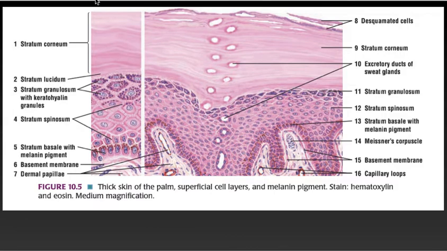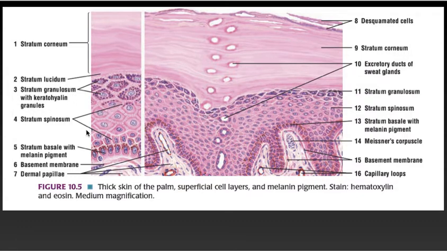Right, this is the thick skin of the palm, devoid of hair. You can see the stratum corneum over here. Next is the stratum lucidum. Then we have the stratum granulosum, where you can see the scales with granules that are basically the keratohyalin granules.